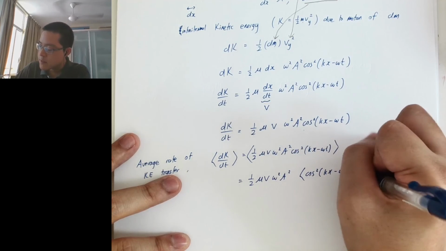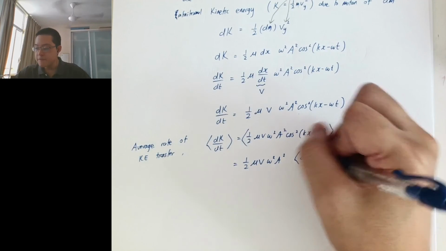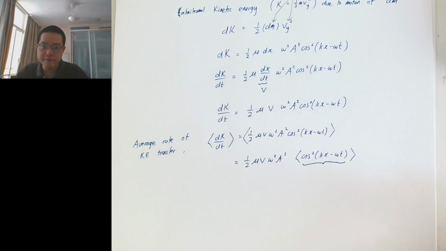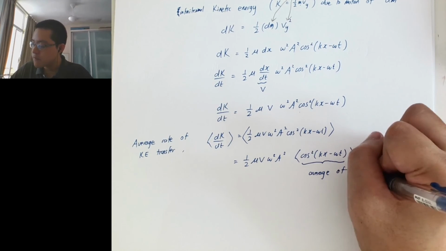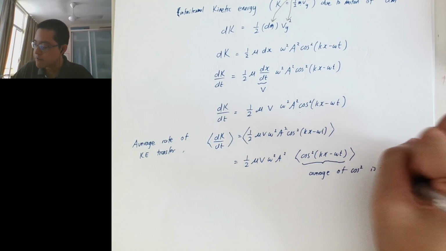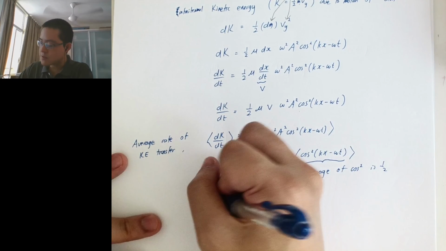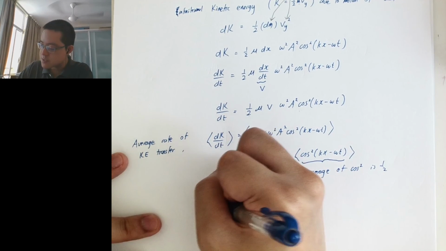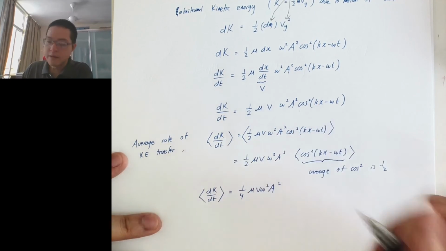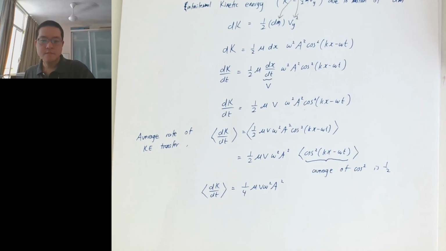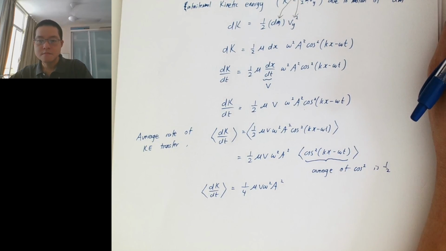Minus omega t. Okay, so this answer is actually half. The average of cos squared is half. So the answer is half. So actually, the average of kinetic energy transfer is 1/4 mu v omega squared A squared. So this one was earlier, right? Yeah, so the v is the velocity.